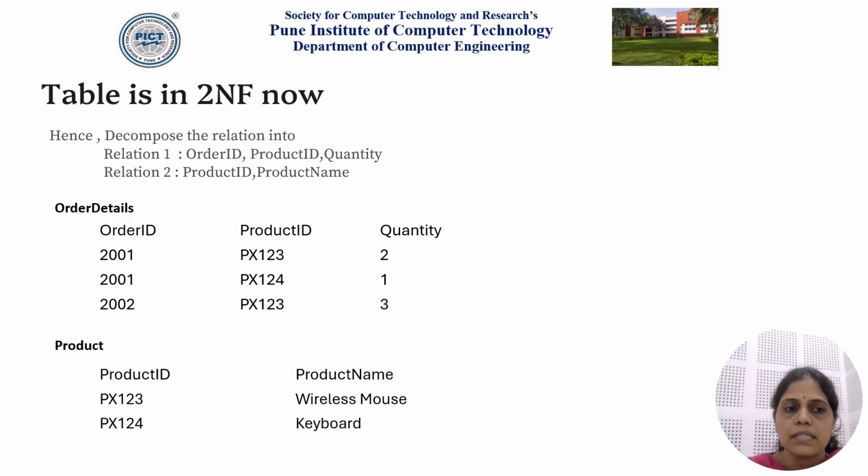Now my table is in 2NF, which does not have any partial dependencies. I have decomposed my relation into two sub-relations, relation 1 and relation 2. Relation 1 contains the attributes order ID, product ID and quantity. The second relation has attributes product ID and product name. This is my decomposition, which is obviously a lossless decomposition, because if I join these two tables I will definitely get the original one.